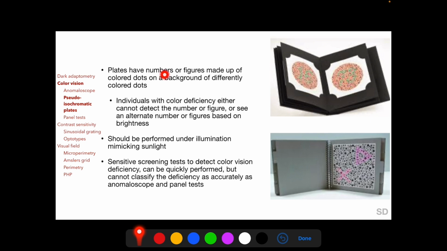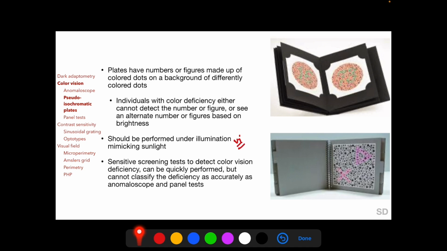Pseudo-isochromatic plates have numbers or figures made up of colored dots on a background of differently colored dots, and individuals with color deficiency either cannot detect the number or figure or see an alternate number or figure based on brightness. These tests should be performed under illumination mimicking sunlight, since they are based on reflected light from the test object, and fluorescent lights are not recommended for these tests. And this is very important to remember.